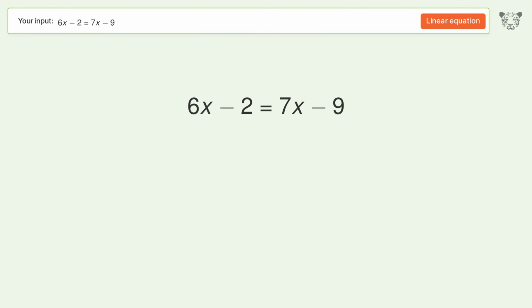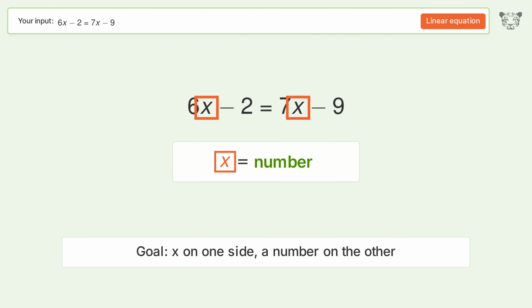Here is the linear equation we are asked to solve. 6 times x minus 2 equals 7 times x minus 9. Solving means leaving the variable alone on one side, with a number on the other. Let's do this step by step.